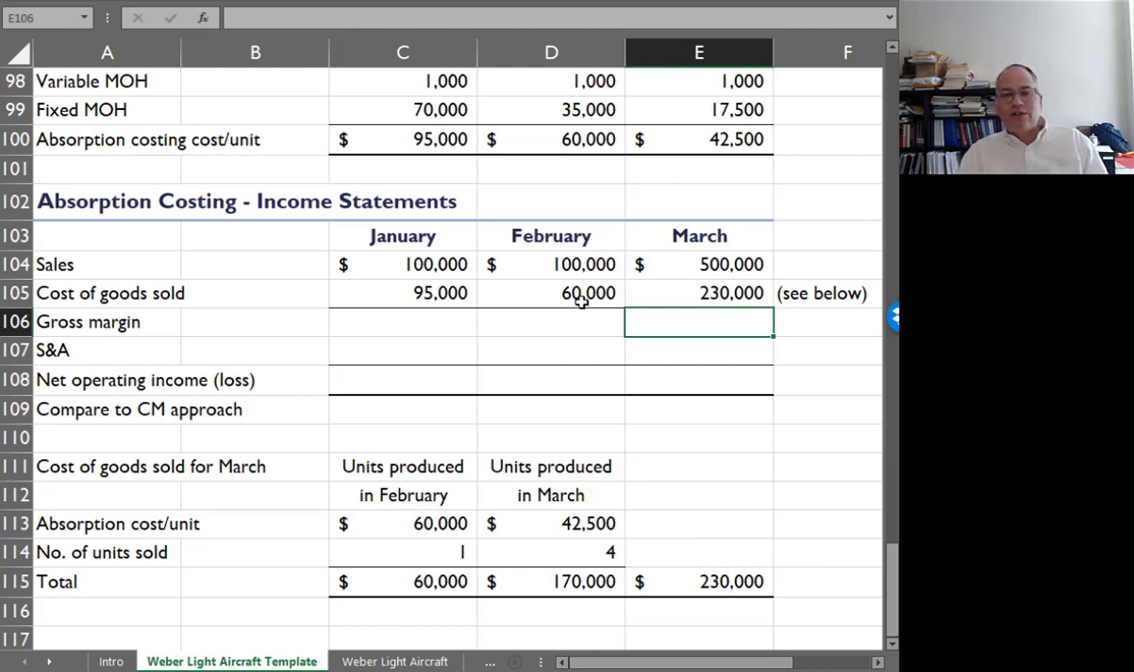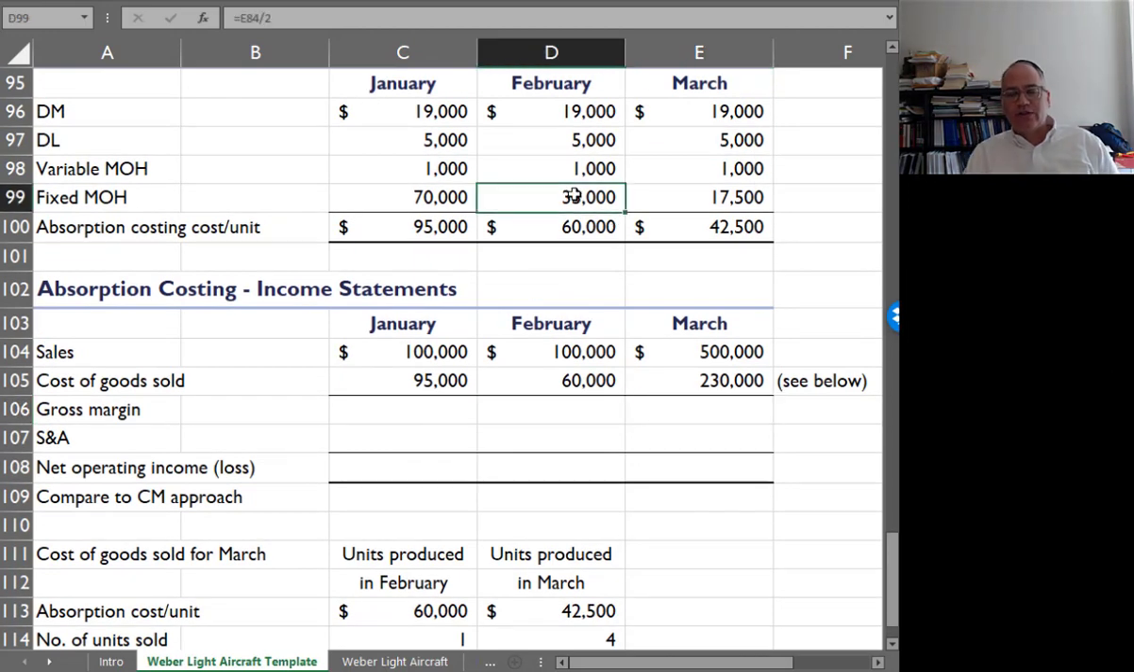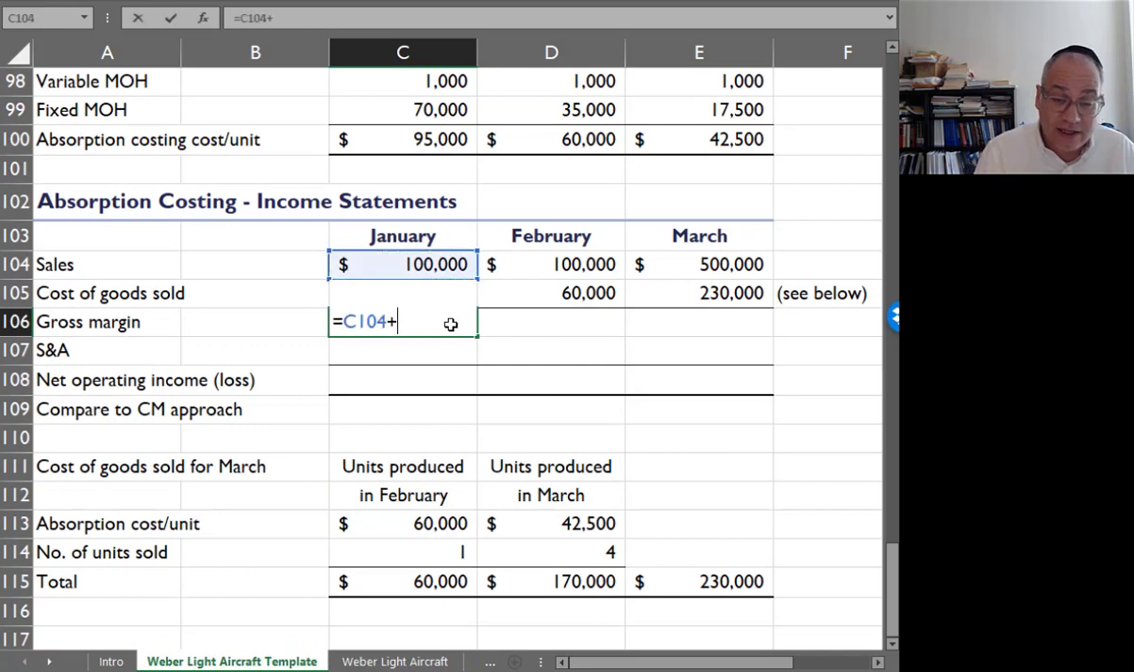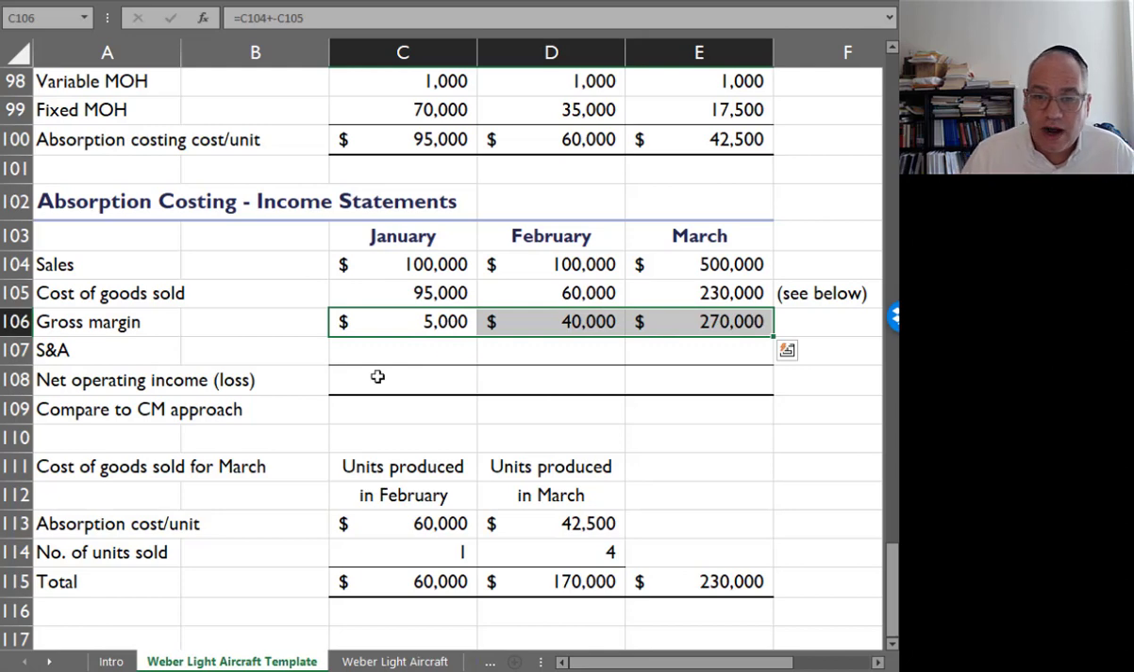And what you should notice here is that some cost is getting carried over from February. That's what's really happening, because a portion of this fixed cost was allocated to 2 units. We only sold 1, so 1 unit is still sitting in stock. It gets sold in March, and now we have this more expensive unit that costs us $60,000. So my gross margin or gross profit would be $5,000 in January, $40,000 in February, and $270,000 in March.